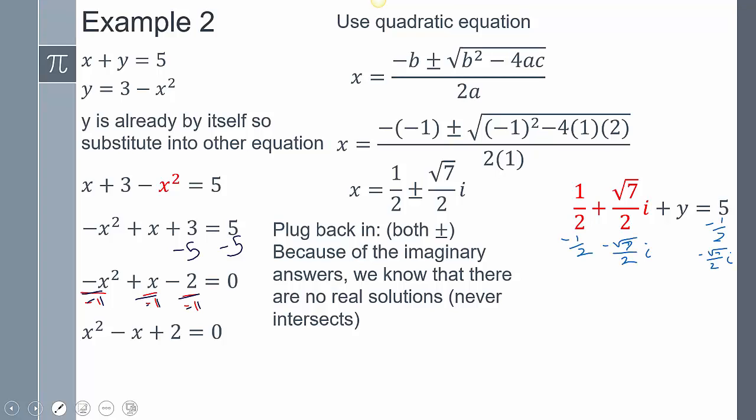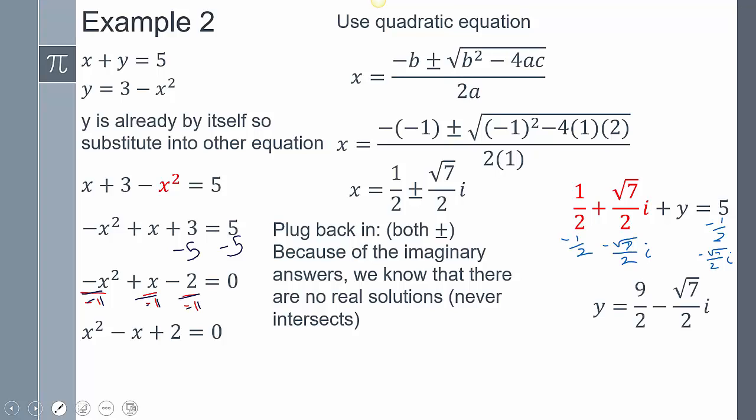So solving for y, I have to subtract the 1/2. That's going to give me 9/2 here. I have to subtract the square root of 7 over 2 i on both sides. And so I'm going to get y equals 9/2 minus square root of 7 over 2 i.